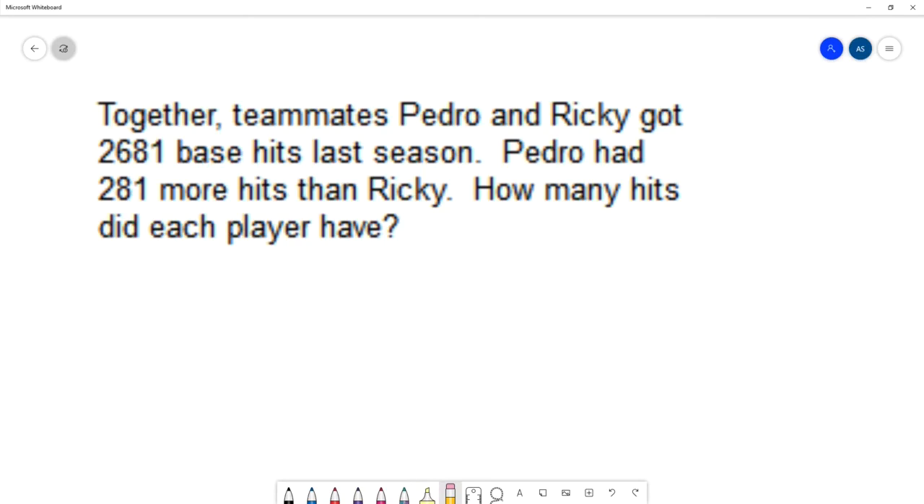So this is an example of an application of a system of equations. As we read through the problem, we're going to be able to create multiple equations from the given information, and then we'll solve that using the method of either substitution or elimination.